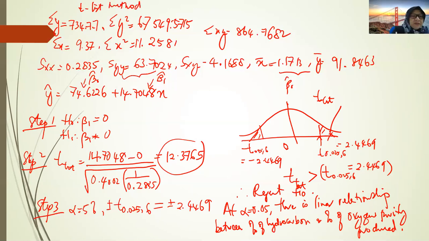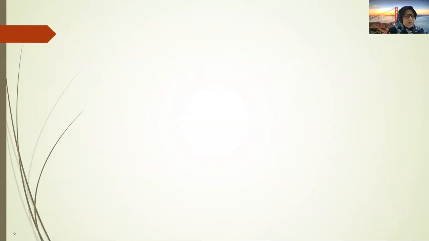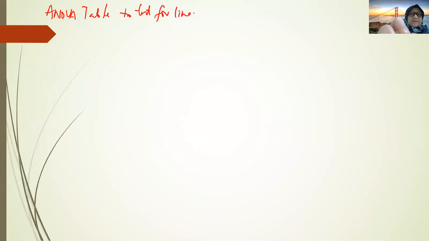Testing for linearity. Next we are going to look at how to use the ANOVA table. Similarly, step 1 is to state the hypothesis. This one is using the ANOVA table to test for linearity. So H naught is beta 1 equal to 0, H1 is beta 1 not equal to 0. Please take note that for the hypothesis we use the parameter, that is why there is no hat there.